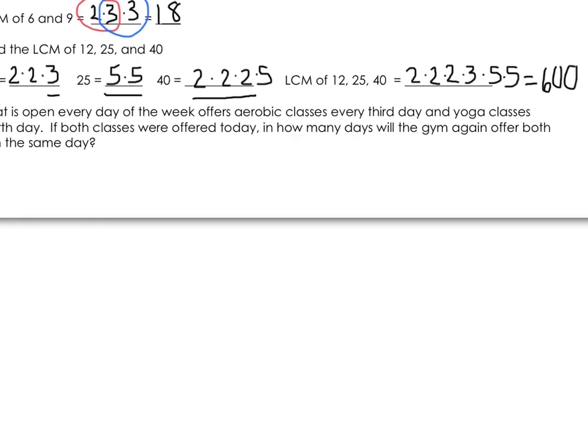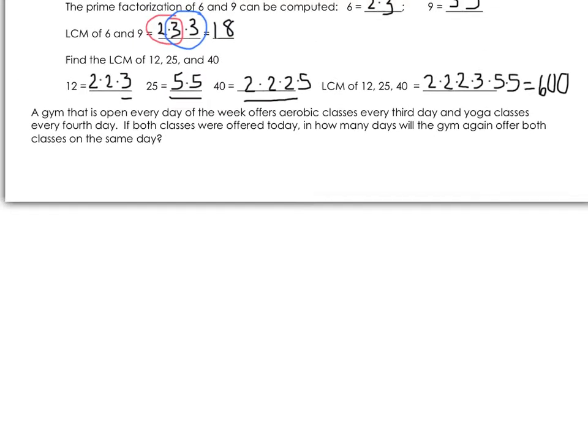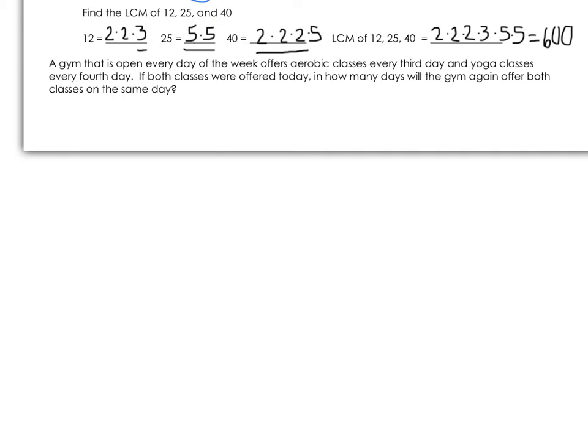So what can you do with least common multiples? Lots of things. One thing is a problem like we have here. A gym that is open every day of the week offers aerobic classes every third day and yoga classes every fourth day. If both classes were offered today, in how many days will the gym again offer both classes on the same day? There are different ways you can do this. One way is to find the least common multiple. You want to know a number that both 3 and 4 will divide evenly into. What is the smallest number they divide evenly into?